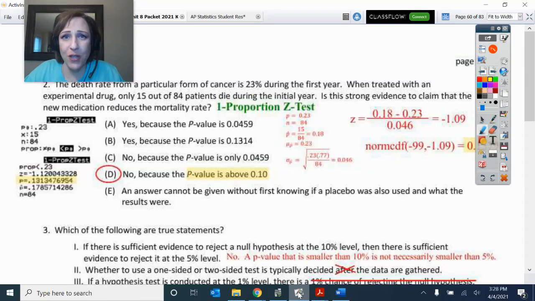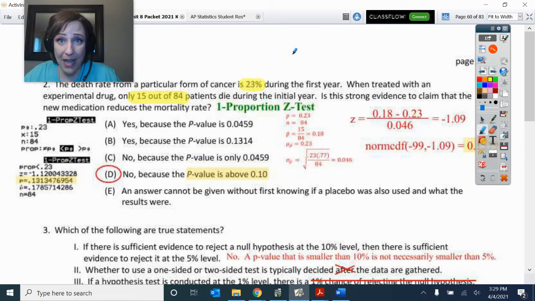All right, we're going to go into the multiple choice for our review. So here we have this first problem. And I see that it has comparing to 23%. So that was the claim. And then they give us one sample to compare to that claim.